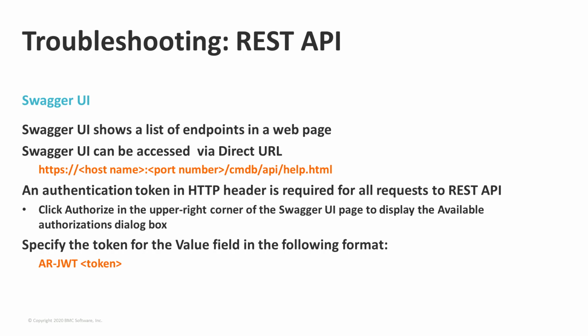Now, Swagger UI can be accessed through a direct URL. You can put up the HTTPS, the host name, the port number of your Remedy server, and the CMDB API help HTML, and you will have to provide an authentication token in the HTTP header. This is required for all the requests of the REST API. Clicking on the authorize button in the upper right corner of the Swagger UI will display the available authorizations dialog box, and you can specify a token there. Now we'll show you more details about this in the following demo.